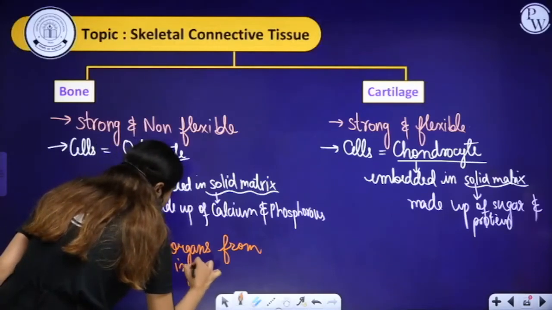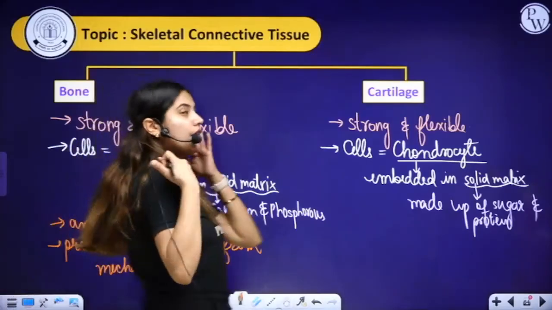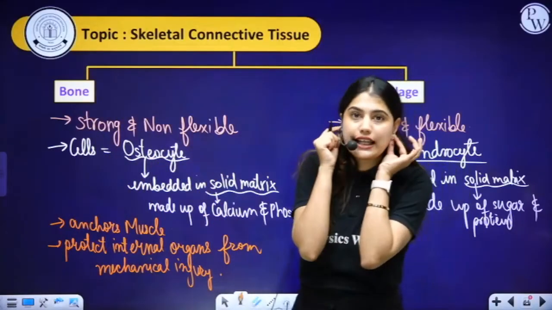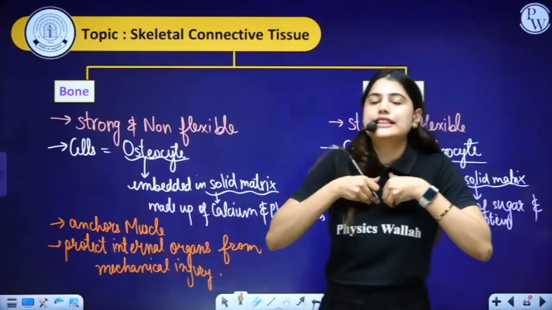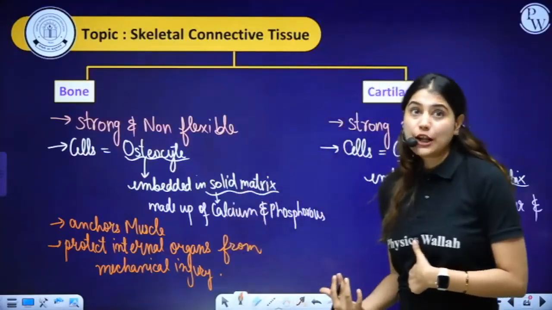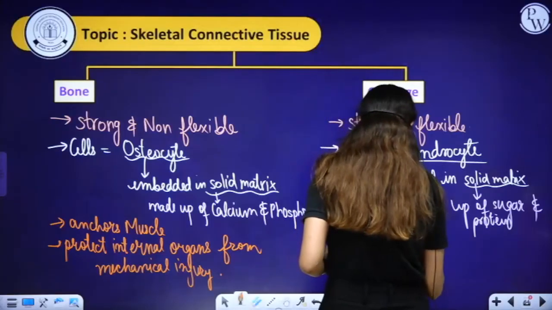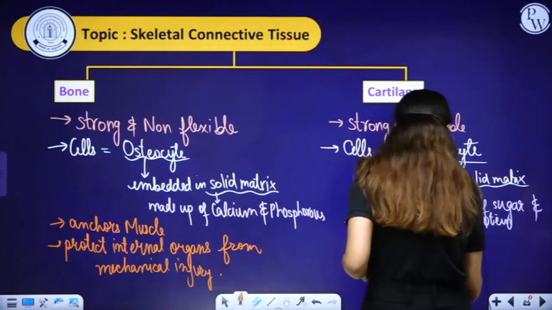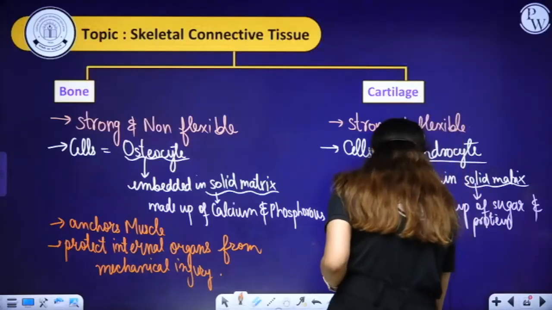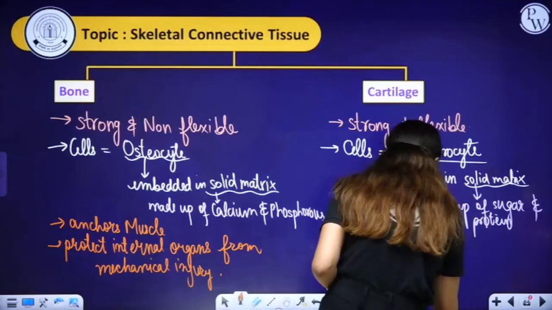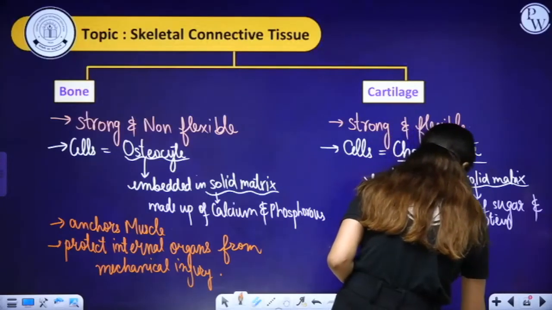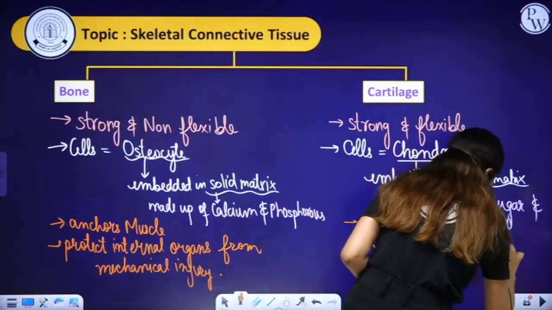Right? Now, where is this cartilage present? It is present in our ear. It is present in the nose. It is present in my windpipe. It is present in my voice box, right? So, it will be present in the nose tip, ear, larynx, trachea. Trachea is nothing but the windpipe.